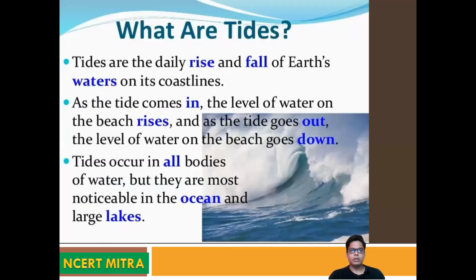If you want to discuss the next point as per your book, that is the tides. Before starting this chapter, we have to know what the tides are. Tides are the daily rise and fall of the water surface on the coastline. When the tide comes in, the water level on the beaches rises, and when the tide goes out, the water level goes down. These tides occur in all bodies of water, but they are most noticeable in the ocean and the lakes.